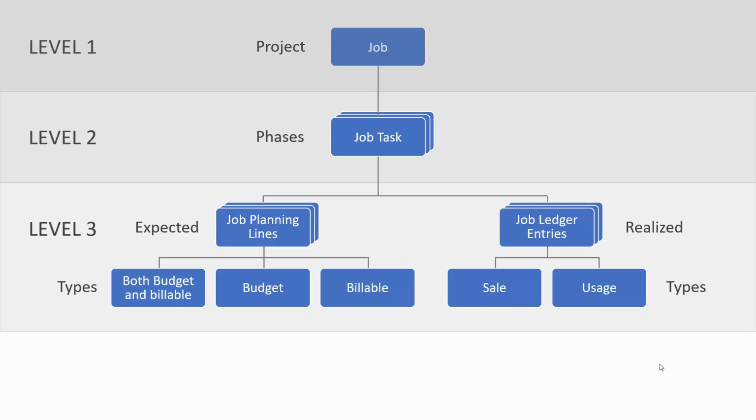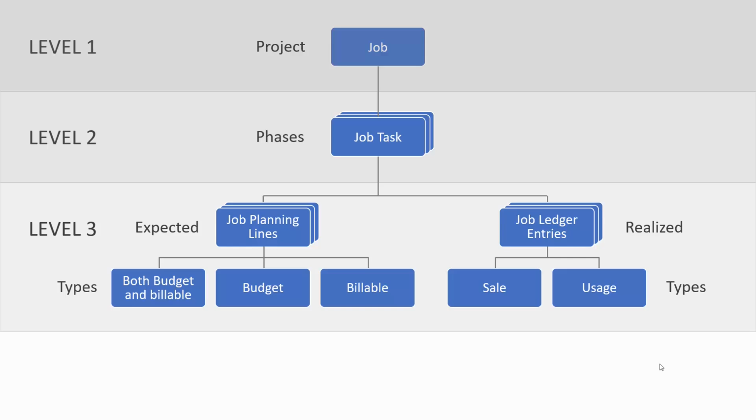For each type of job planning line, we can plan on resources, items, or directly on a GL account level. Each job task line, the second level, can have multiple related job planning lines. The same goes for job ledger entries, of course. So there can be several job ledger entries related to each job task, and they will increase over time as we post with job journals or invoices.